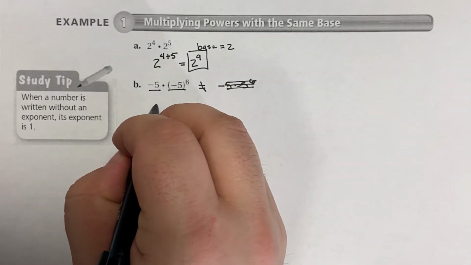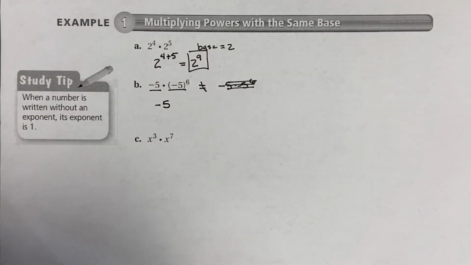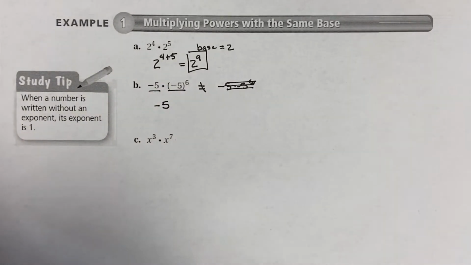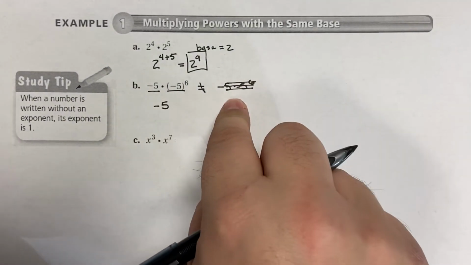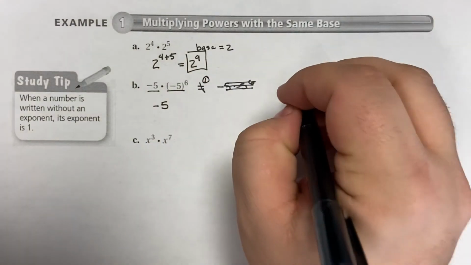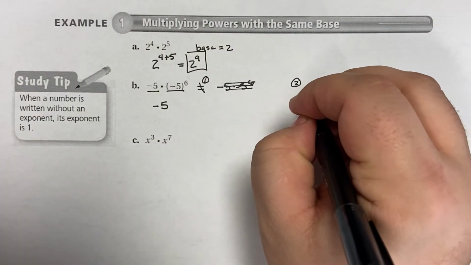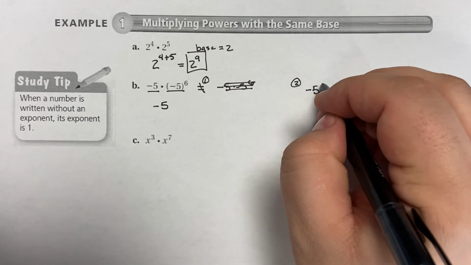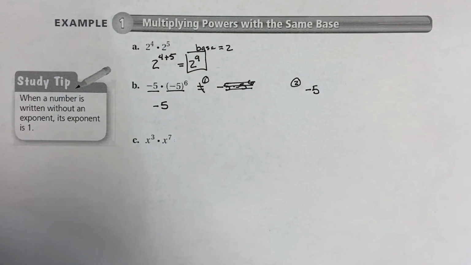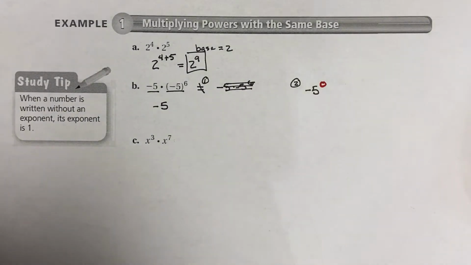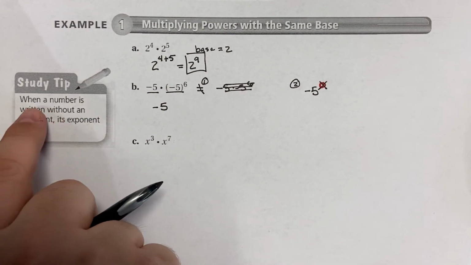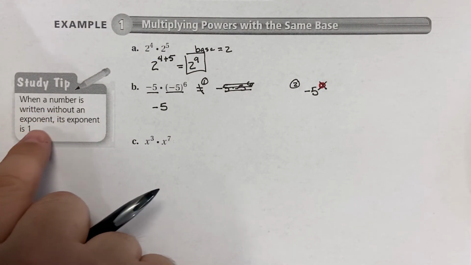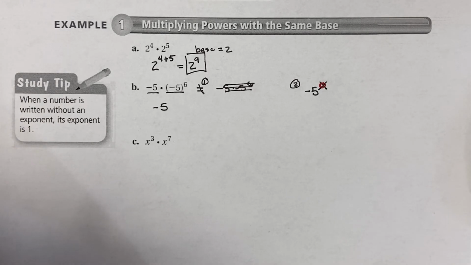So that means I'm going to write my base that is identical, and I'm going to add the exponents. Now, here's another common mistake. So here's common mistake number 1. Here's common mistake number 2. When you have -5, a lot of people are going to see that there is nothing here, so our exponent must be 0. And that is not correct. If we look over here at our study tip, it says when a number is written without an exponent, its exponent is 1, not 0.